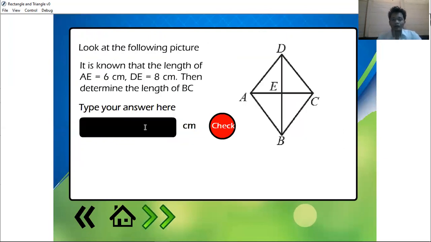Next, look at the following picture. It is known that the length of AE is equal to 6 and DE is equal to 8. Then determine the length of BC. Students can try to answer it.